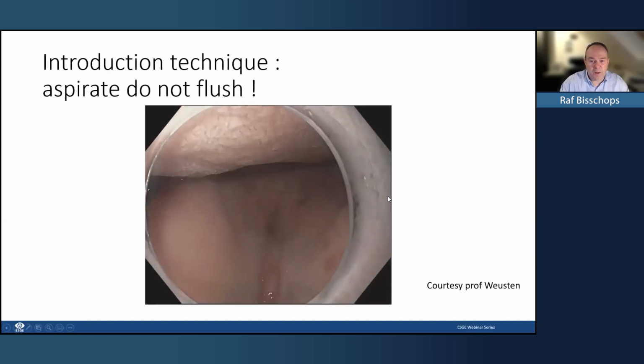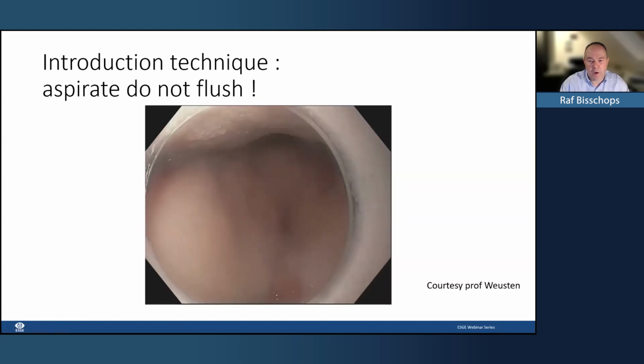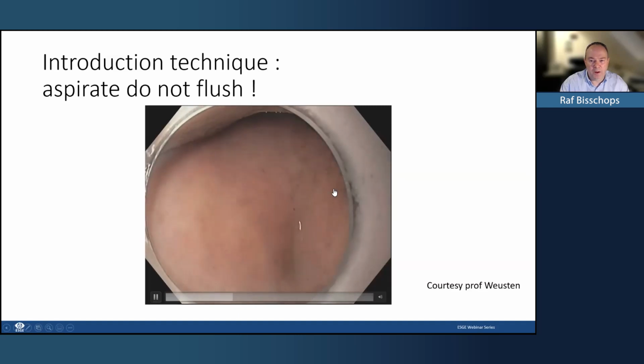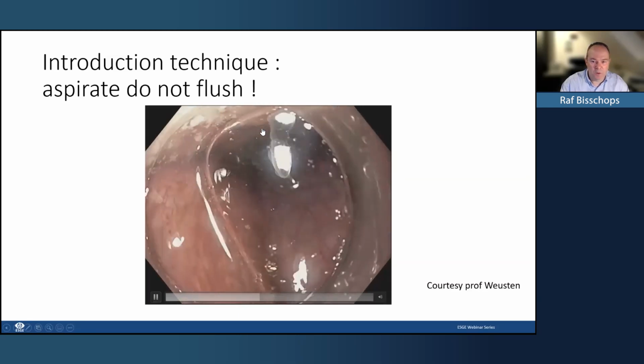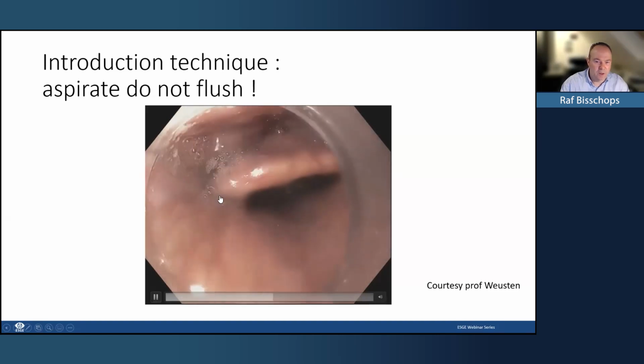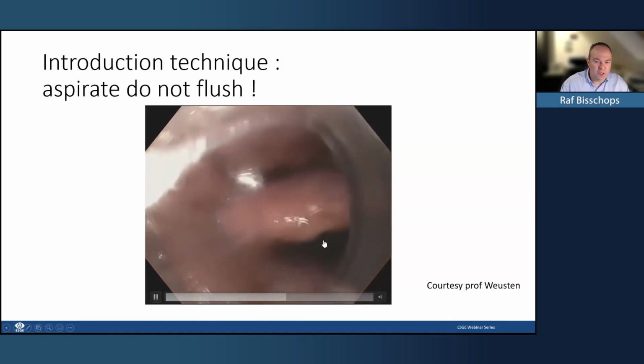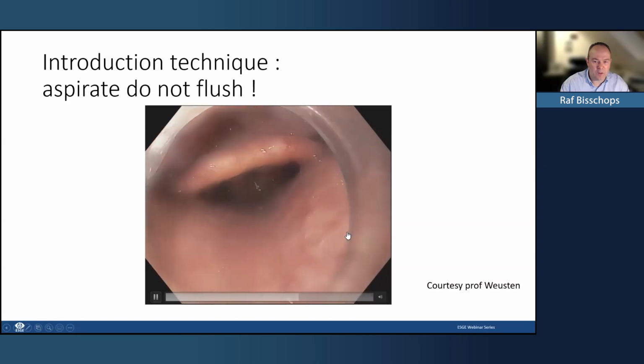This is another movie indicating the importance of aspiration. So don't flush while you enter, because this can cause a lot of coughing. But on the other hand, if you run into a little bit of remnant saliva, like you will see here, just aspirate this and don't push it into the airway, because this can cause coughing as well.